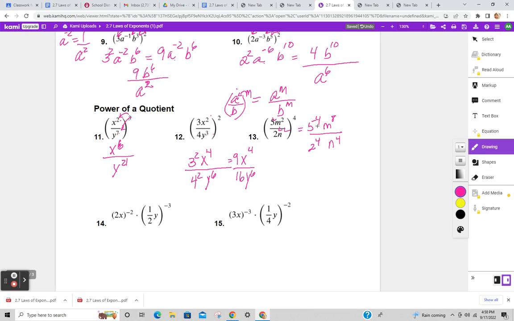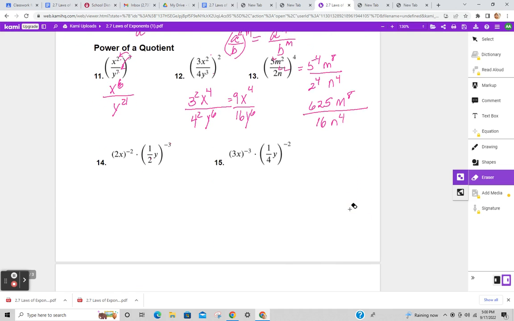And now we can simplify that. 5 to the 4th, you can use your calculator to simplify that to 625. M to the 8th, and then the denominator, 2 to the 4th, is 16, n to the 4th.